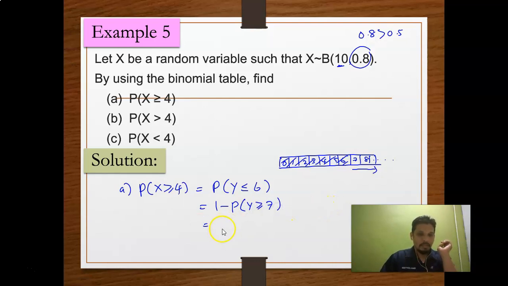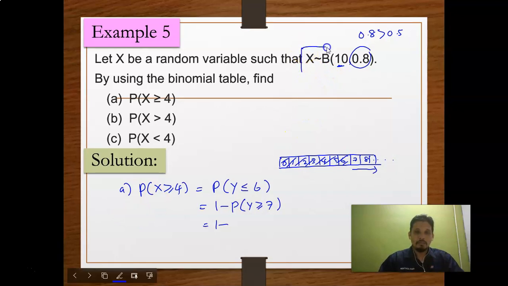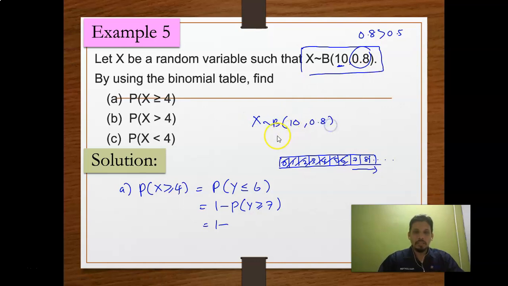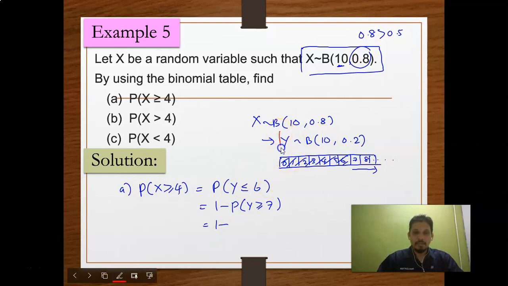Class, I forgot something here. For this term, from x binomially distributed with 10 and 0.8, we change into the term of y binomially distributed, where the number of trials is 10 and the probability of success is 0.2. So this is our reference now.